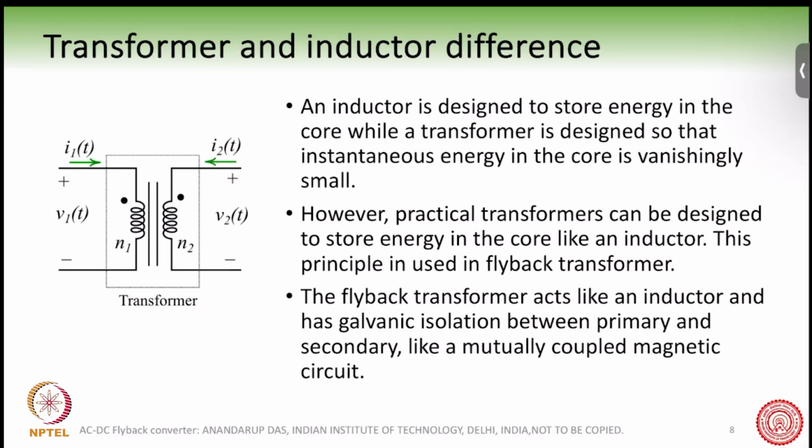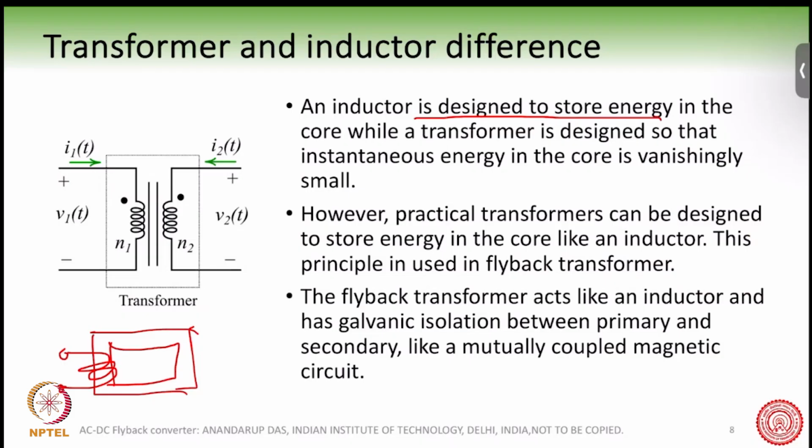On the other hand, suppose we take an inductor, okay? So in an inductor, you have a winding like this, okay, and there is no secondary MMF like that. So there is one coil which is wound on the core. The core here I have shown rectangular, but it can be a toroid also. But the purpose of the inductor is different. The purpose of the inductor is it is designed to store the energy in the core. Okay, so we want some energy to be stored in the core of the inductor, which we will recover at some other point of time.